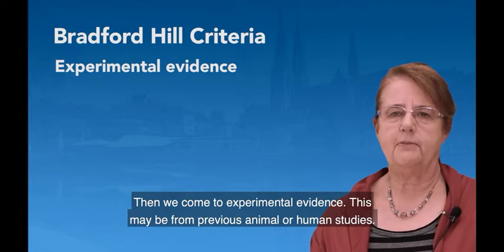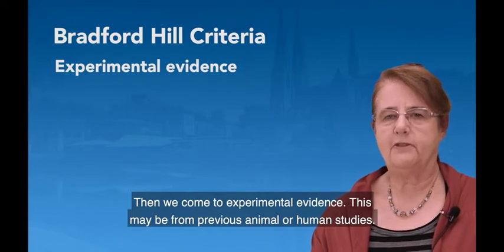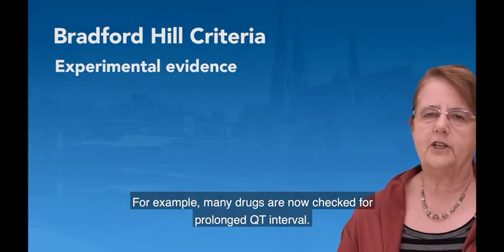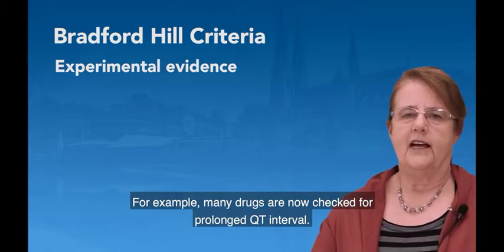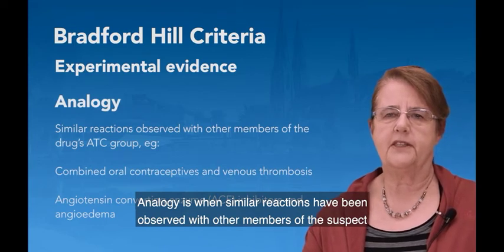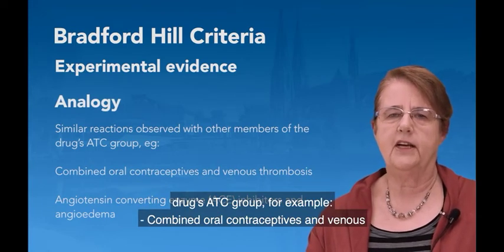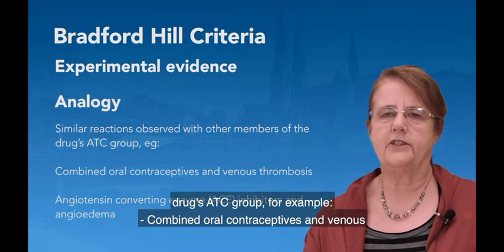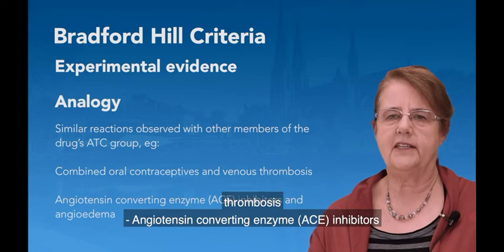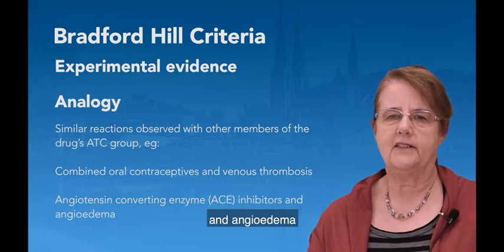Then we come to experimental evidence. This may be from previous animal or human studies. For example, many drugs are now checked for prolonged QT interval. Analogy is when similar reactions have been observed with other members of the suspect drug's ATC group. For example, combined oral contraceptives and venous thrombosis, angiotensin-converting enzyme inhibitors, and angioedema.